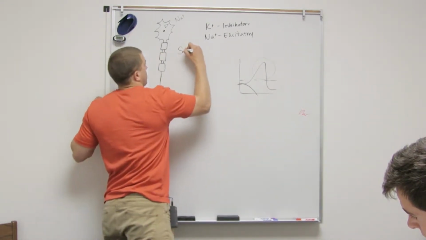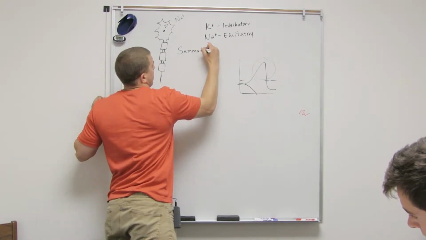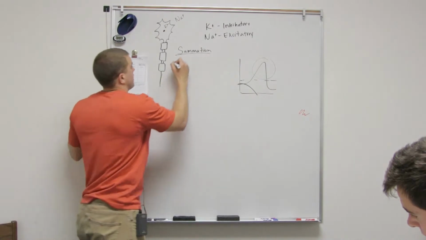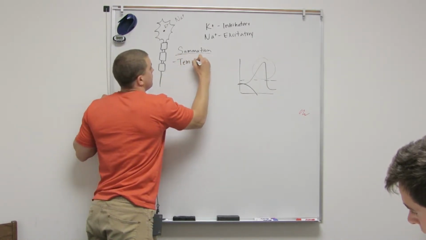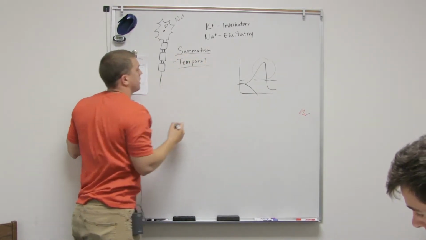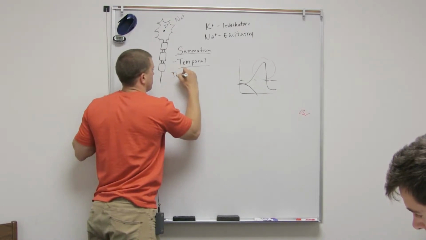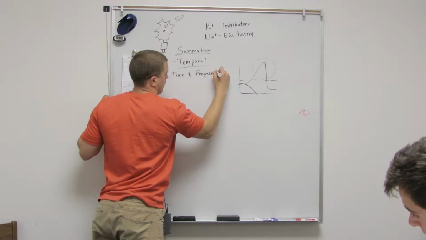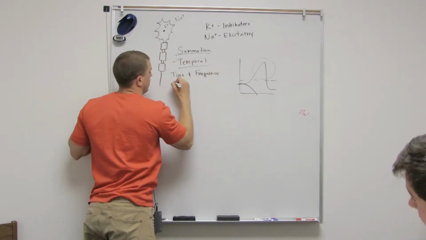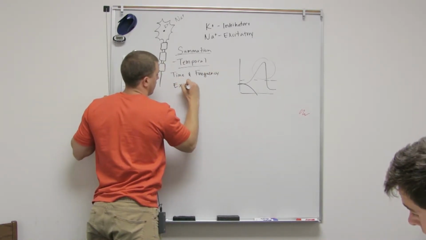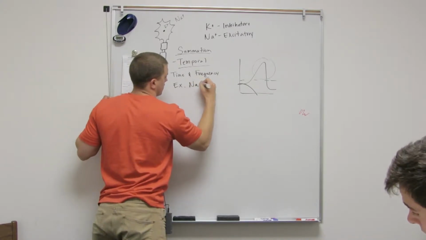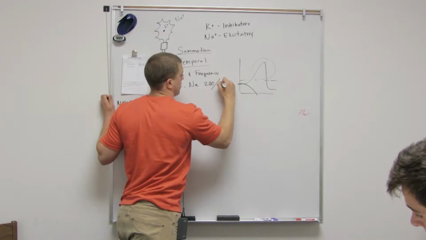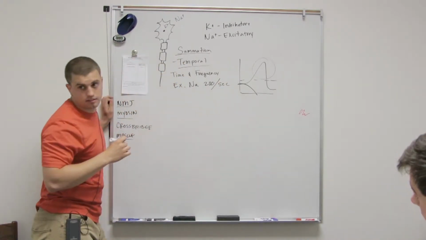So we're talking summation. We're talking about the different ways that these guys compete. So there's two different types of summation. There's temporal summation. When we're talking temporal, we're talking time and frequency. For example, if sodium's rushing into the cell, I'm just spitting out random numbers, 200 a second, that's the frequency, right?